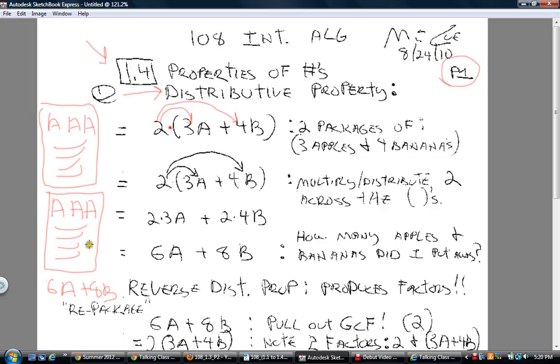Many students are probably very comfortable just knowing what's going on with the parentheses and the assumed multiplication. 2 times 3a is 6a, 2 times 4b is 8b. So many students will go straight from this step right to here, and you probably should. But make sure you understand the concept so you can use it over and over again.